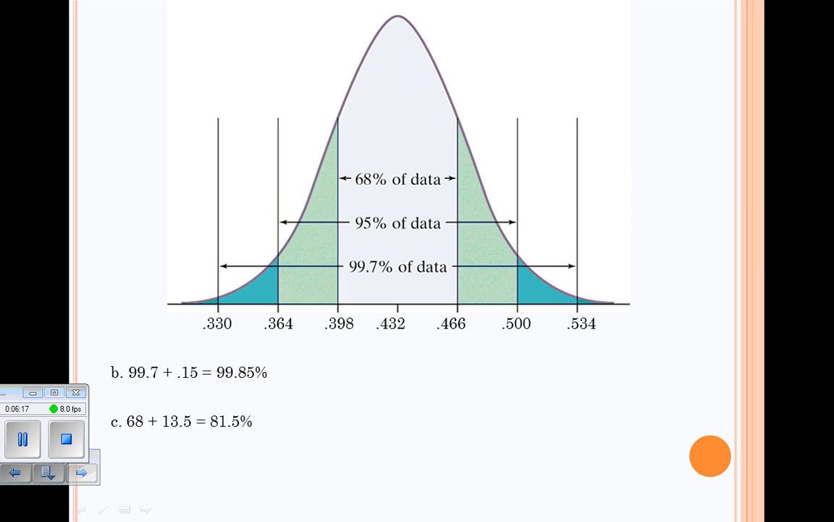So here's my sketch. Part B would be 99.85. Part C would be 81.5.